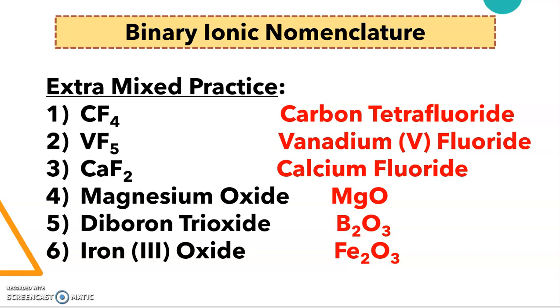This is really more of an exercise in crisscrossing. Mg was positive 2, O was negative 2. So when you crisscross them, you also need to reduce that compound, and it turns into MgO.